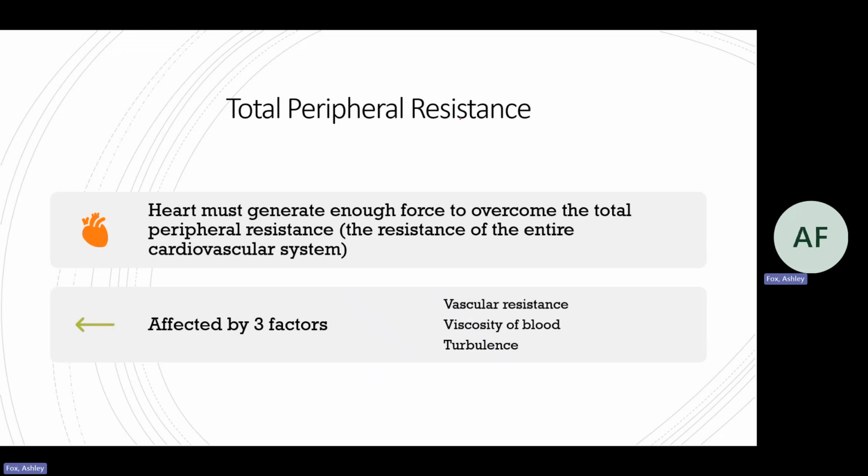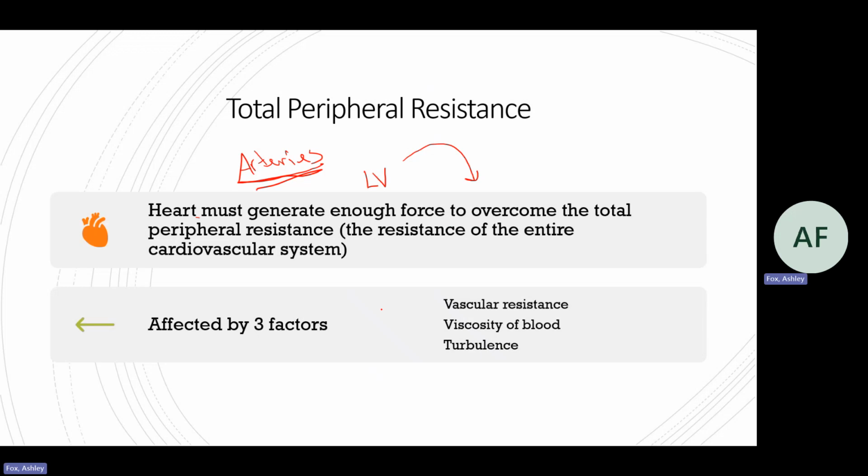So again, total peripheral resistance. Looking at peripheral resistance, we're going to look at what's mainly on the arterial side because it's more significant there. The heart has to create enough force to overcome this total peripheral resistance. So basically, it's your left ventricle. It has to squeeze enough and produce enough force to get through all of the circulation and get back to the heart. So yes, majorly it's going to include the veins, but more resistance is going to occur in the arteries than in the veins. So that's why we're talking about it more.